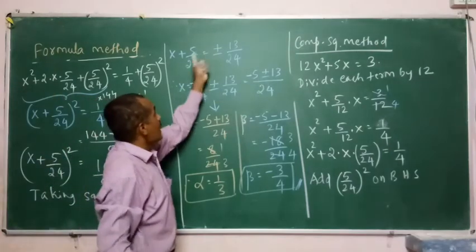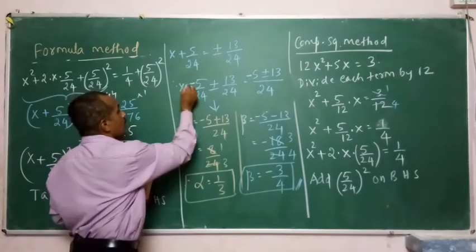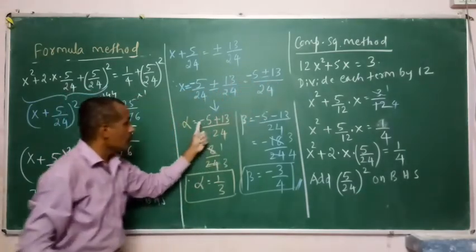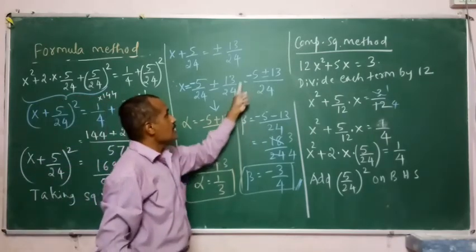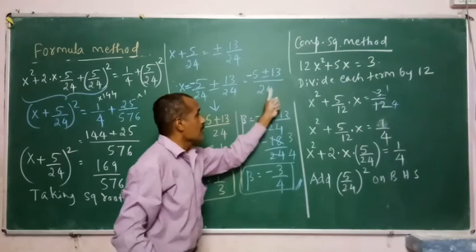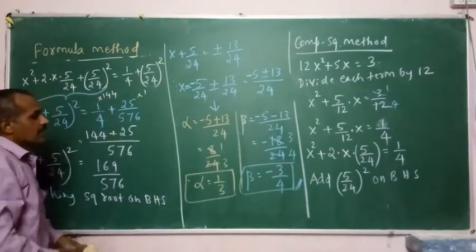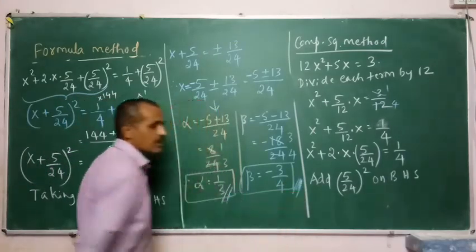When this is transferred to the RHS, plus 5 by 24 becomes minus 5 by 24. Now it is minus 5 plus 13 by 24. Another, beta is equal to minus 5 minus 13 by 24. You are getting the same answer. It is alpha is equal to 1 by 3, beta is equal to 3 by 4.